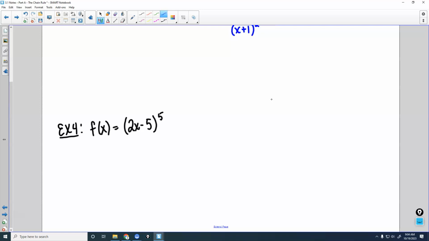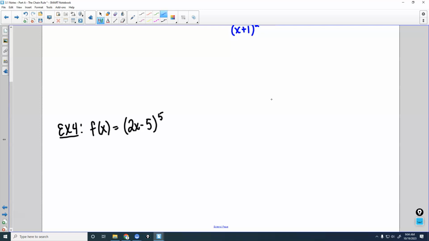All right. I can do example 4 without chain rule. But to do example 4 without chain rule, it's even worse than the warm-up, right? I've got to expand 2x minus 5 to the 5th power, which means I either got to use Pascal's triangle or I would have to multiply 2x minus 5 times. I'd really rather not do that.